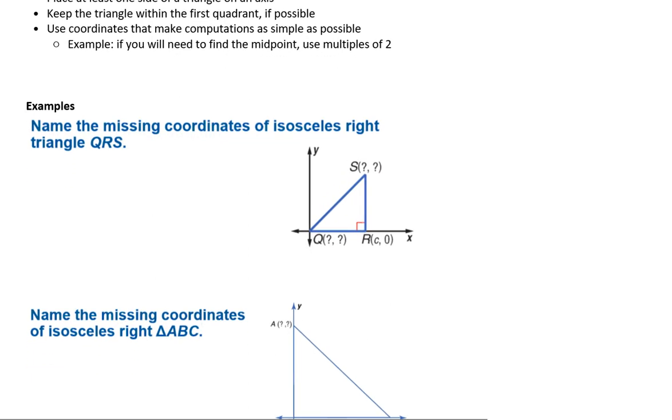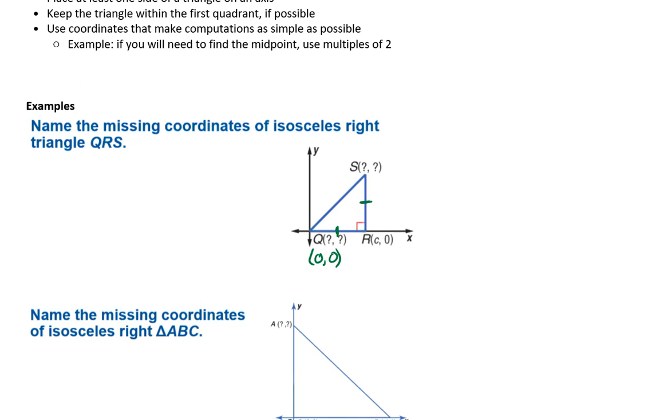Here, I have a right triangle on here. Oh, I'm sorry, an isosceles right triangle, QRS. Now remember, isosceles means that the two legs are the same. The hypotenuse is always the longest side, so these will have to be my congruent sides. I can see that Q is at the origin, so Q's coordinates are 0, 0. They tell me R is at C, 0. C is a variable. We don't know what it is, but it represents the x coordinate.